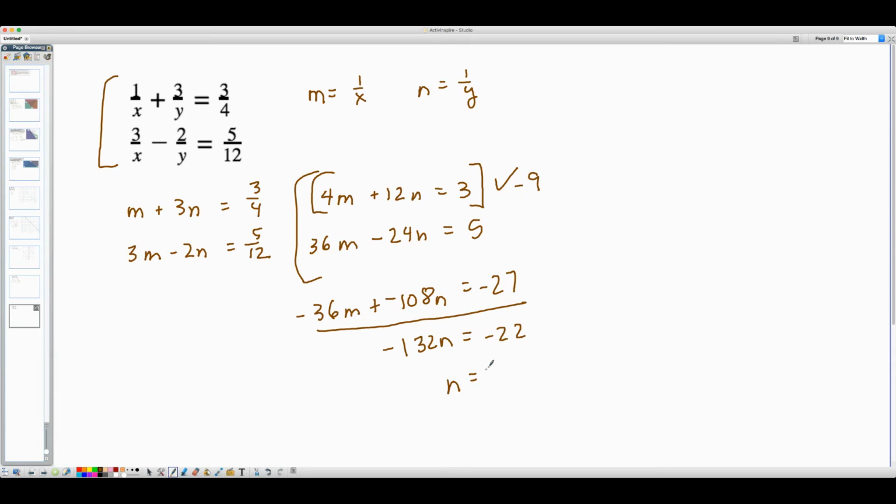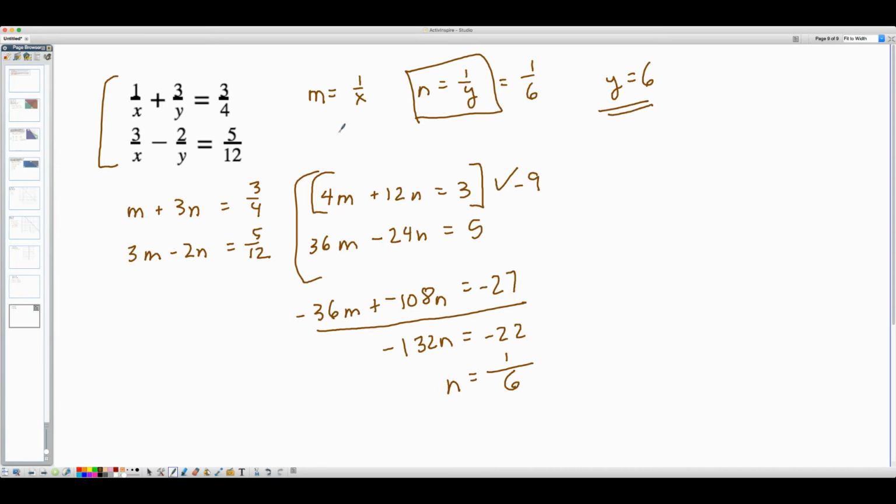n is equal to 1 over, and I think it's 7, is it? Let's just check it here. 132, 6, 1/6. Well, wait a minute. We knew that this is equal to 1 over 6, so my y is equal to 6.